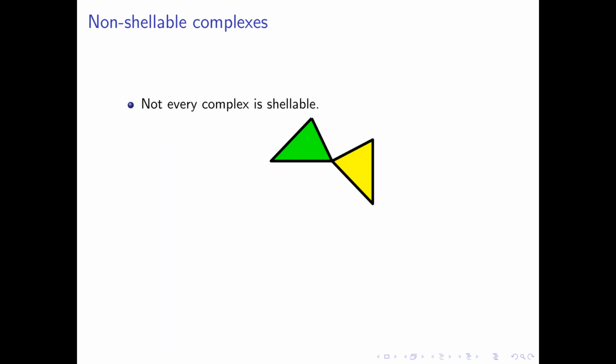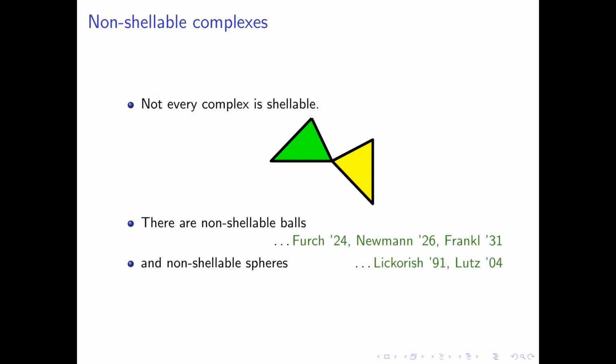As you may have guessed, not every simplicial complex is shellable. Even not every pure simplicial complex is shellable. Here we see an example. We cannot glue these two triangles along an edge if they share only a single vertex. However, there are also examples of simplicial complexes that are homeomorphic to balls and that are non-shellable. And the same also holds for spheres. This indicates that deciding shellability may not be an easy problem.